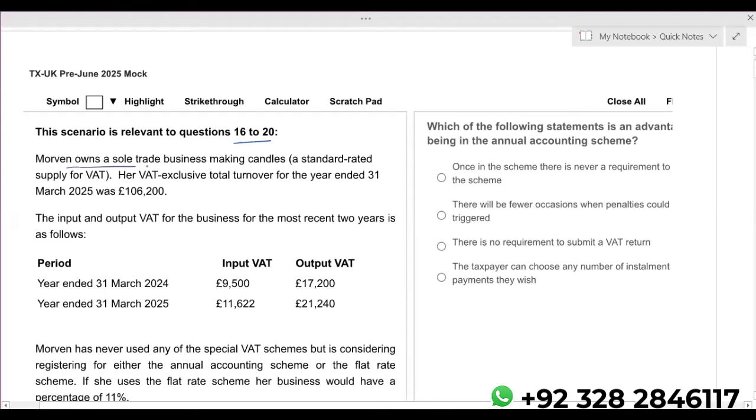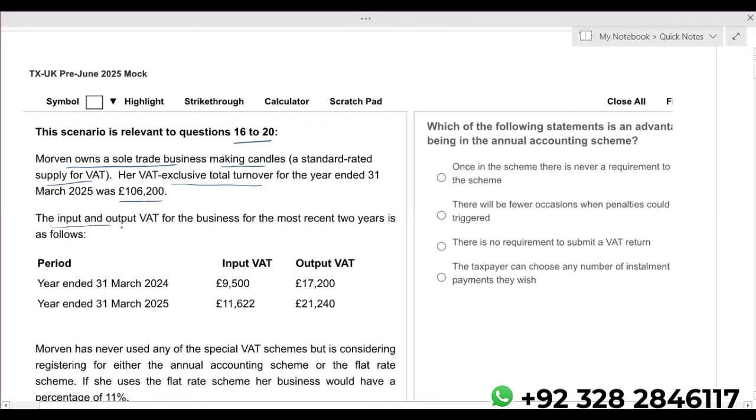Morven owns a sole trade business making candles, a standard rated supply for VAT. Her VAT exclusive total turnover. Exclusive means without VAT. If the examiner says inclusive, it means with VAT. Something which is VAT exclusive is 100%. If something is VAT inclusive, then we say it has become 120%. VAT exclusive means without VAT, for the year ended March 25, was 1,06,200. Okay.